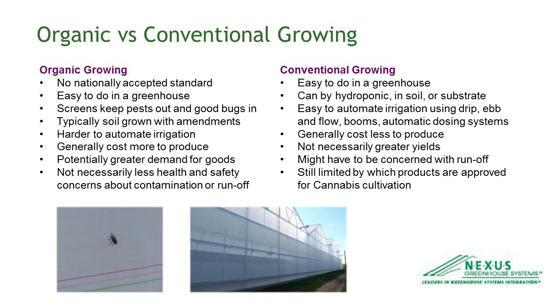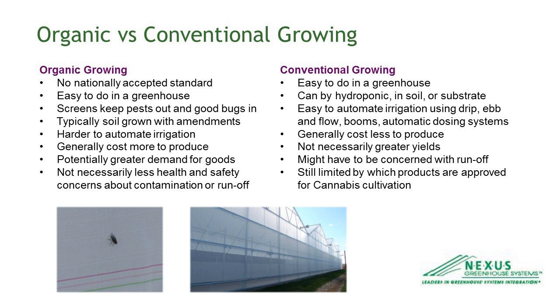Not necessarily greater yields, even though you're using these high-strength fertilizers. Yields can vary based off the grower's experience and many other inputs that go into the crop. You might have to be more concerned with runoff. Typically speaking, a conventional grower would do more flushing of the system to flush the salts out of the root ball, and that typically means a little bit more runoff. And then it's still limited to the products approved for cannabis cultivation.